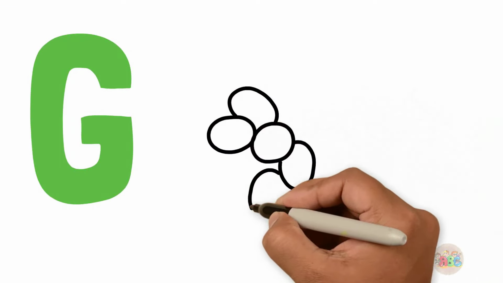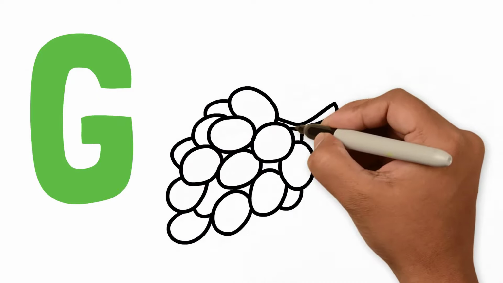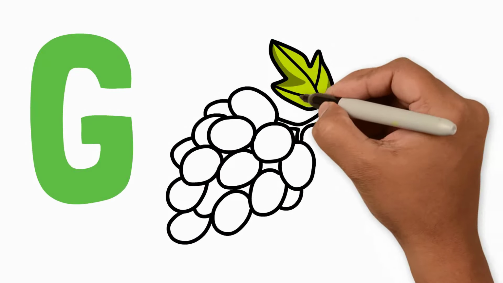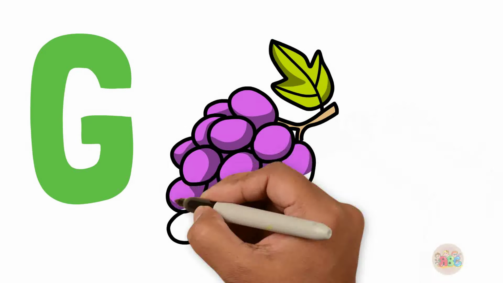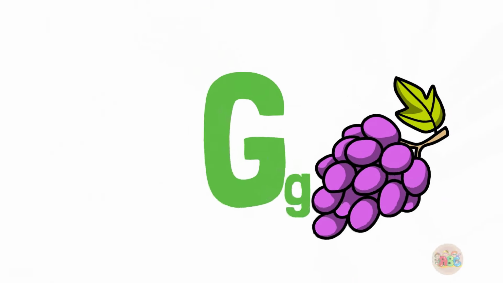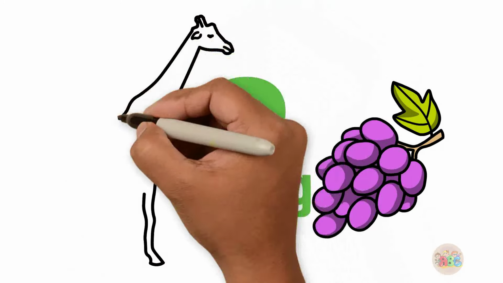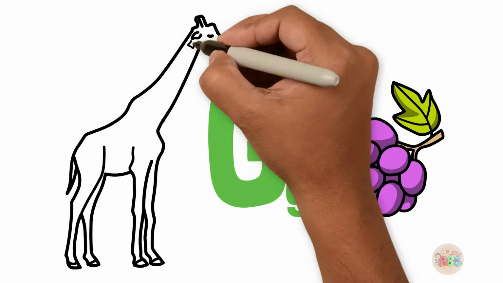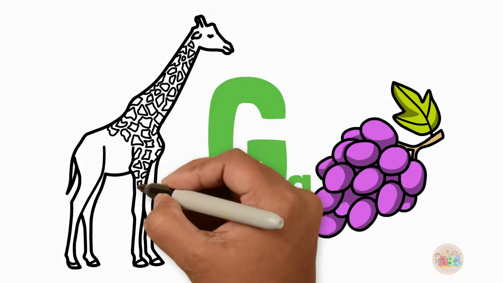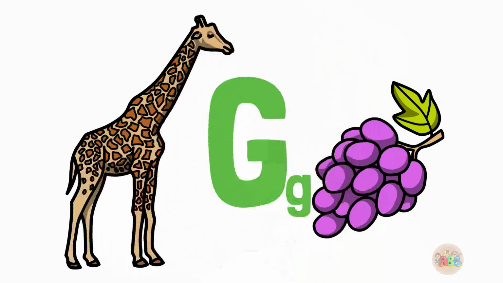G. G is for grapes. Say with me. Grapes. G is for giraffe. Say with me. Giraffe.